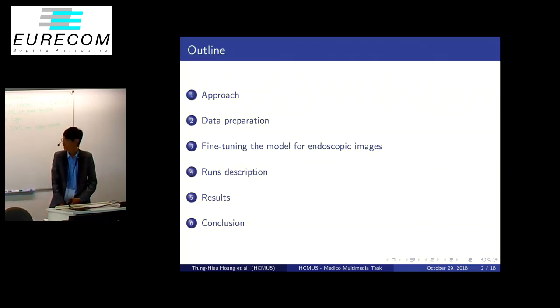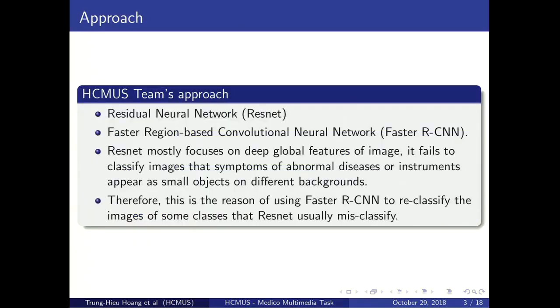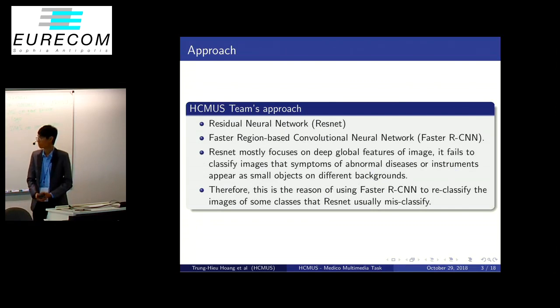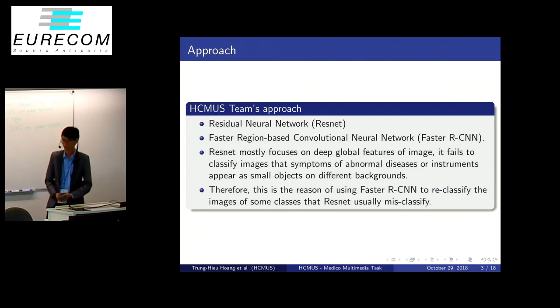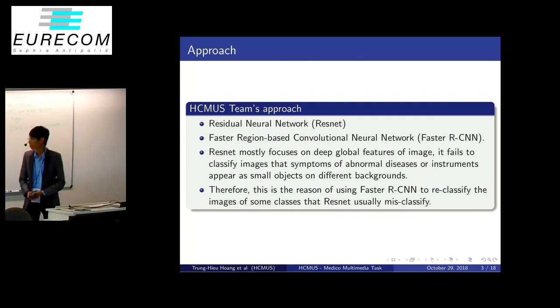And here's our content outline. I'm gonna move directly into our approach. As you know, the task was about classifying endoscopic images. So it's all about image classification. So we think that residual neural network has the power to do that.